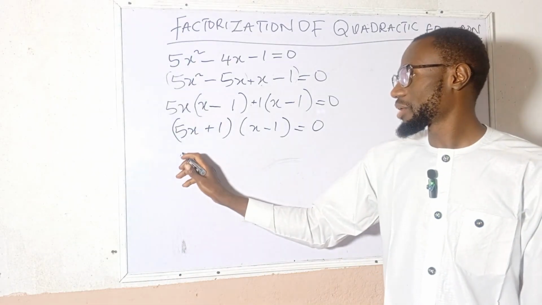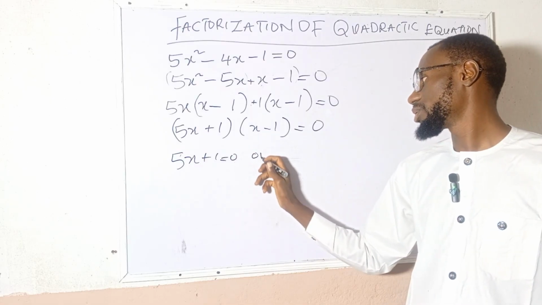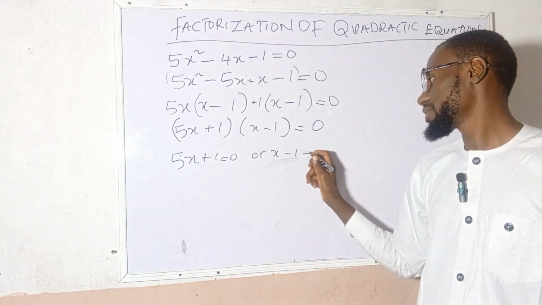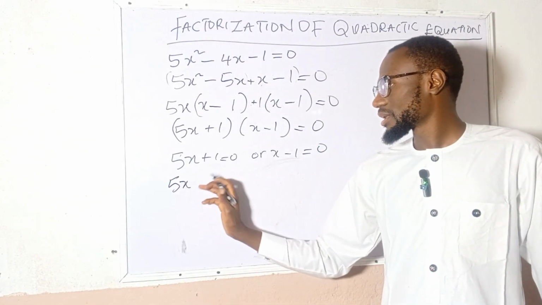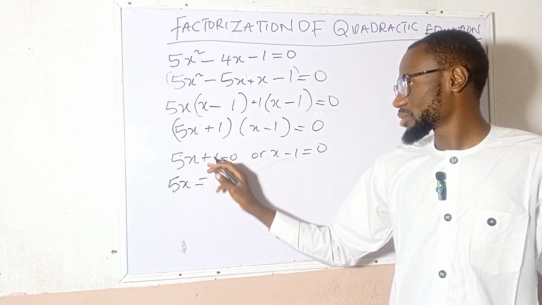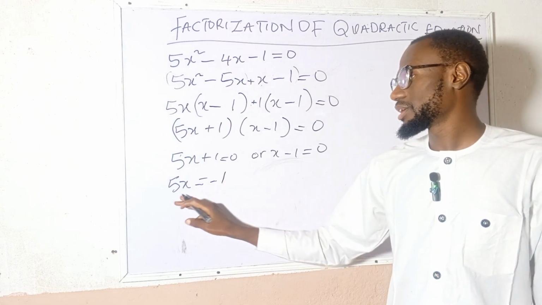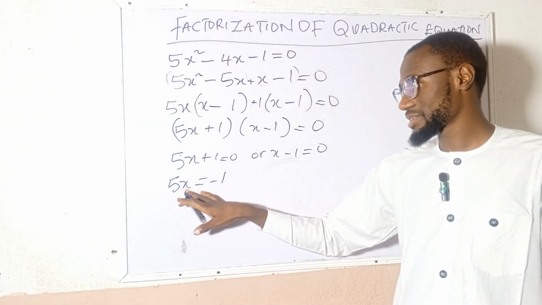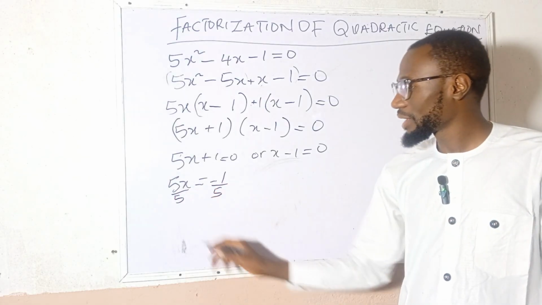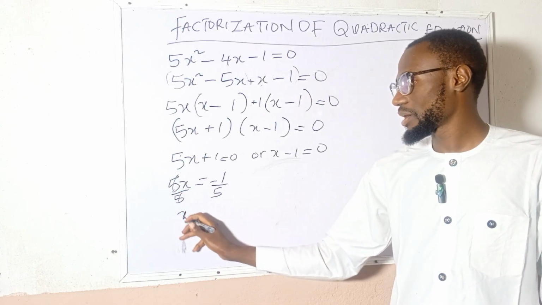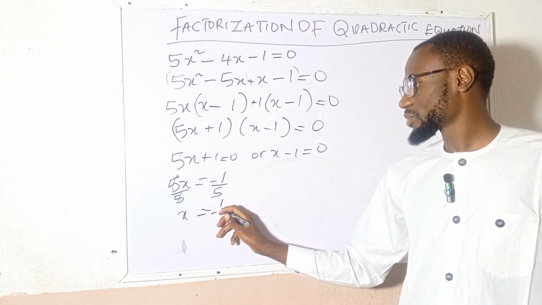Then the next thing to do, we are going to have 5x plus 1 is equal to 0, or x minus 1 is equal to 0. Then here we have 5x is equal to, if you take this 1 to the right hand side, it will be minus 1. Since we are looking for x here, we can divide both sides by 5. This 5 cancels out. We have x is equal to minus 1 over 5.